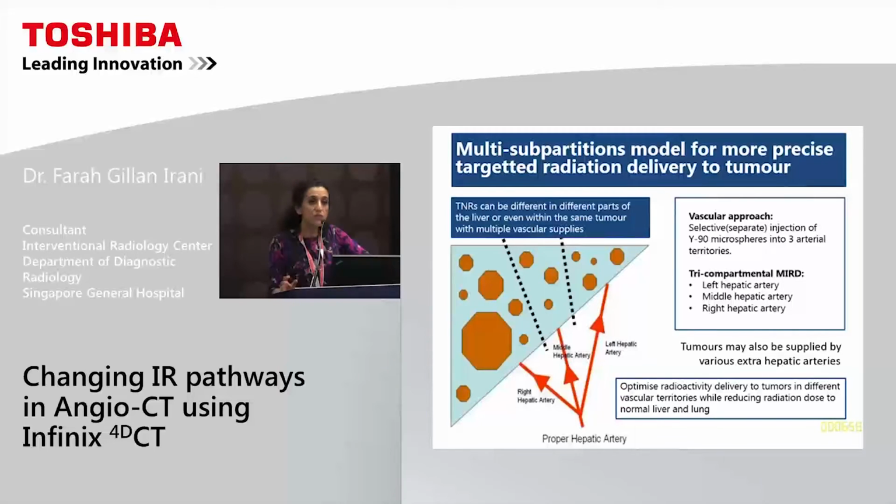And you know that if you have multifocal HCC, each arterial territory in which the HCC lies will have a different TNR. In fact, if you have a single tumor which is supplied by 3 different arteries, the TNR for each of these 3 arteries may not be the same. Therefore, with this system, you can calculate your Y90 dose very, very accurately, so you can get the highest dose to the tumor and minimum collateral damage to the liver.